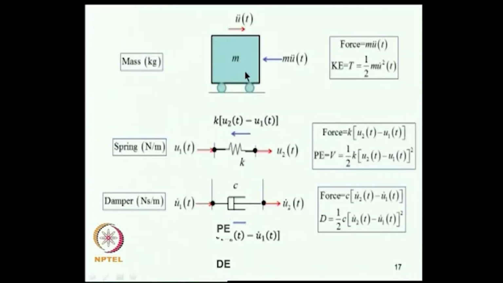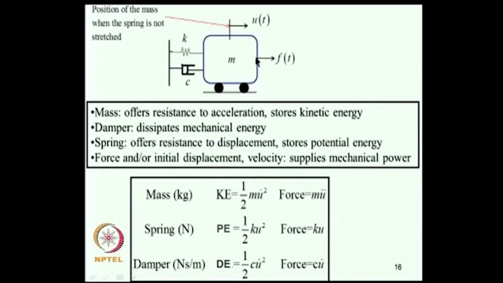This is the mass which stores kinetic energy and offers resistance to acceleration. This is a spring which stores potential energy and offers resistance to displacements, and this is the external force. At t equal to 0 the mass could be pulled by some distance and released with a certain velocity. They are the initial conditions. This is the external force.